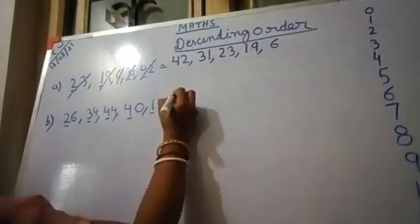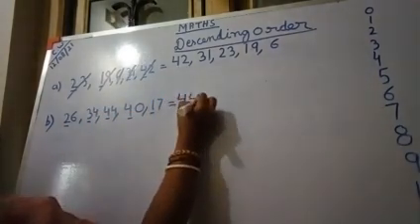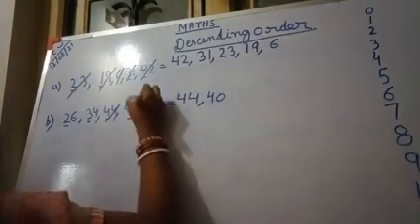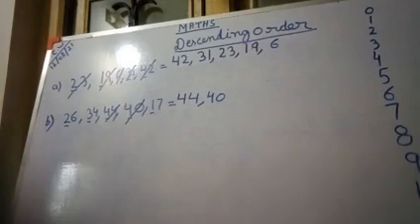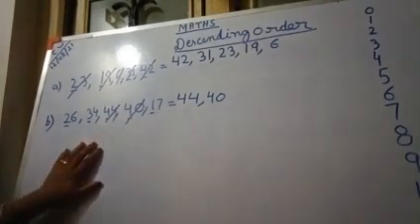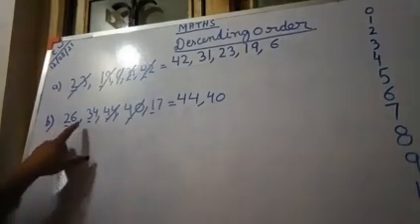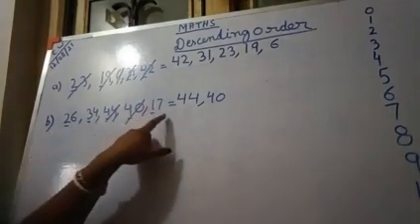So 44 will come first, then 40. Okay. After 40, you see two numbers have gone. Now left with the 26, 34, and 17.